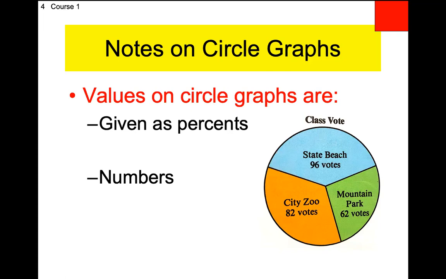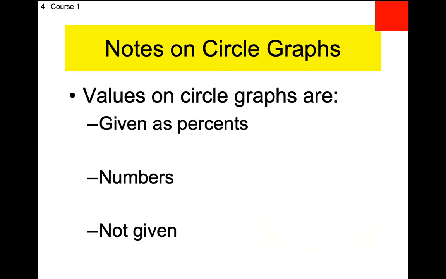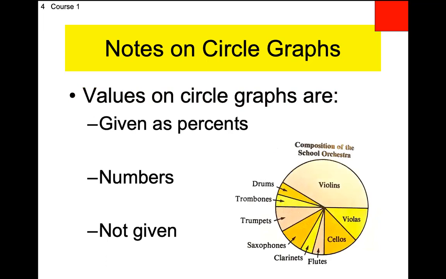Well, as I just alluded to, the last type of circle graph is one where there's no numbers. In other words, the numbers are not given. However, the shape of the pie or the pieces of the pie indicates which one is largest. So we've got a school orchestra and there's no numbers there, but the area of each one of those pie parts would indicate the size or the number of violins in the choir.